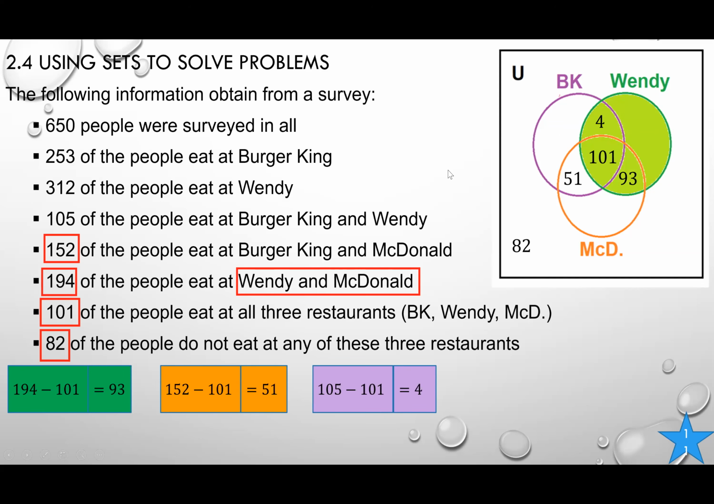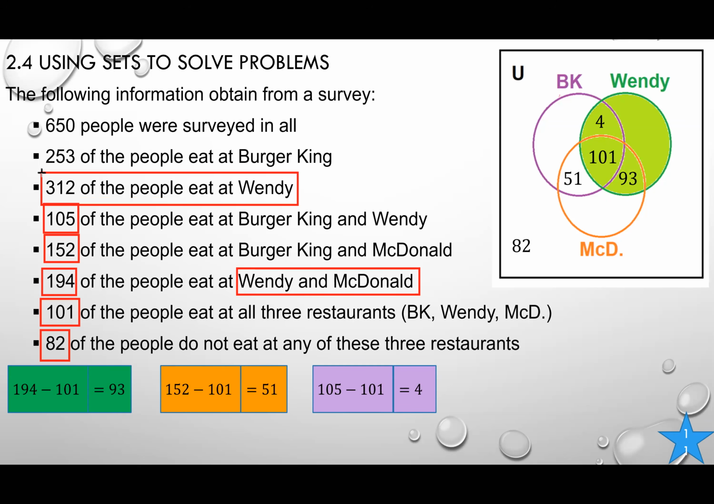So now if you go to the next, everybody see where I'm using these numbers, right? The 194, the 152, and 105. And the next thing they tell you is 312. Do you agree that they only tell you 312 eat at Windy? It doesn't matter if they eat at Burger King or Medano. As long as they eat at Windy, they fit the description. What does that mean? Do you agree that the total capacity of this green item is 312?